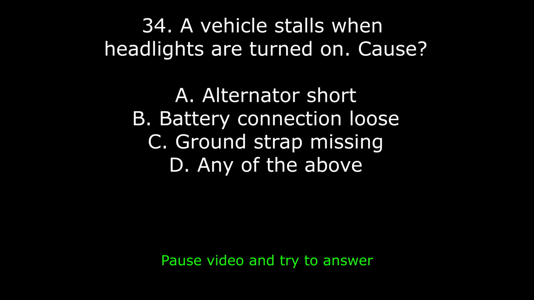34. A vehicle stalls when headlights are turned on. Cause: A. Alternator short. B. Battery connection loose. C. Ground strap missing.